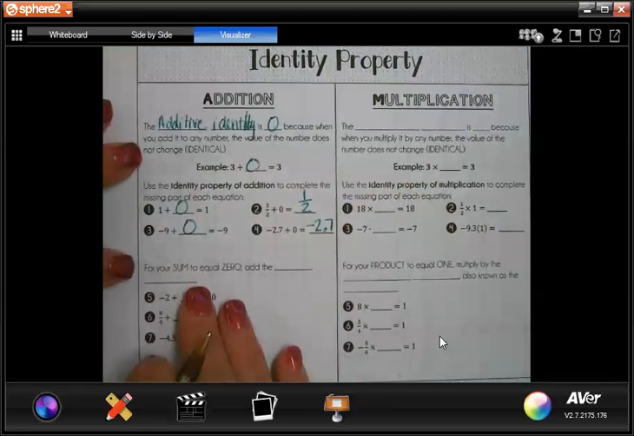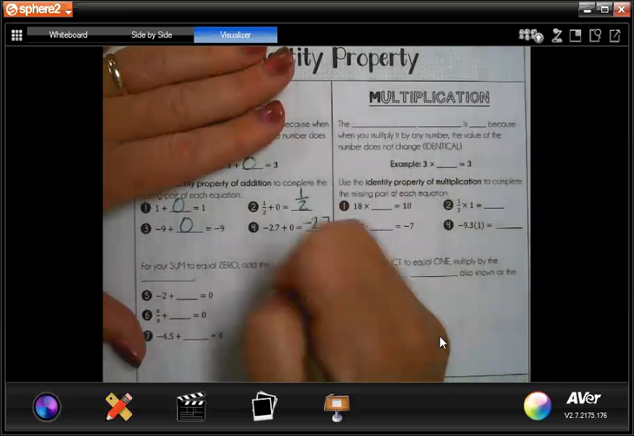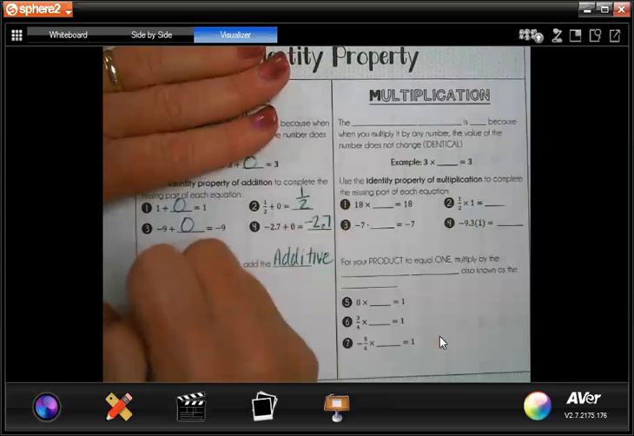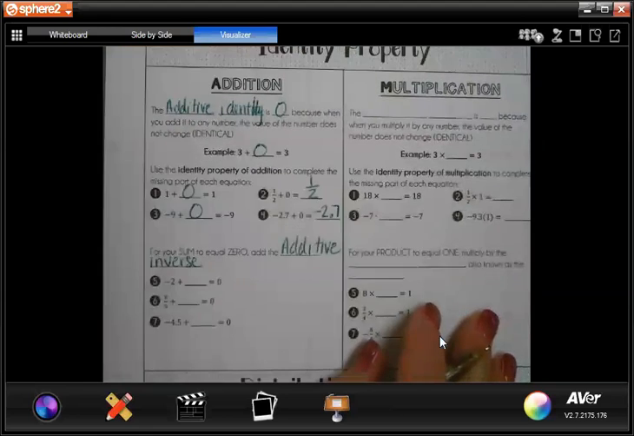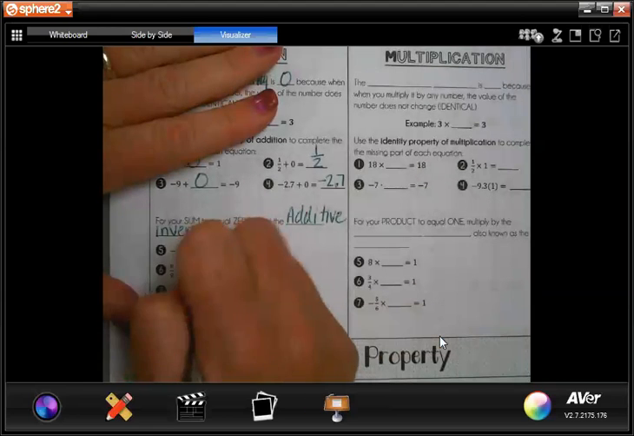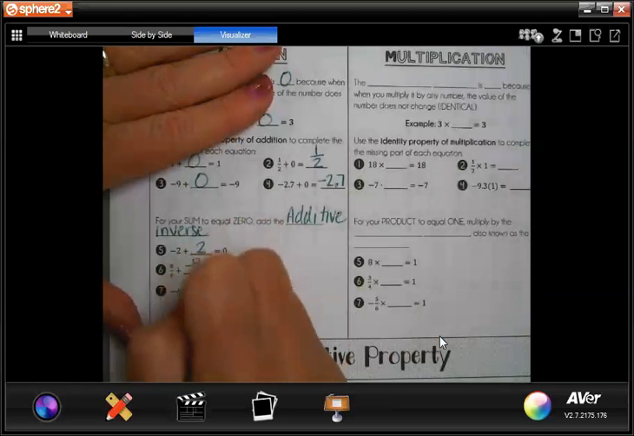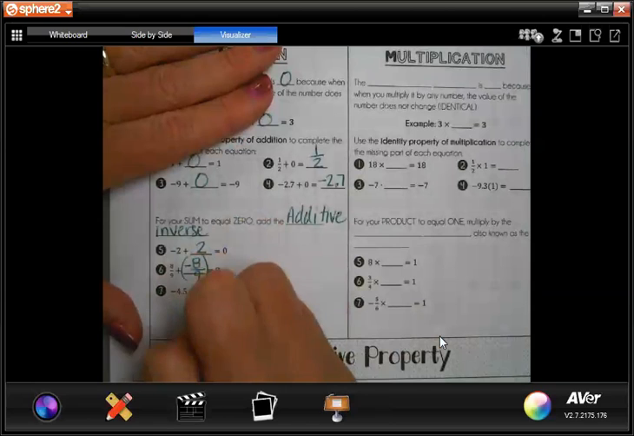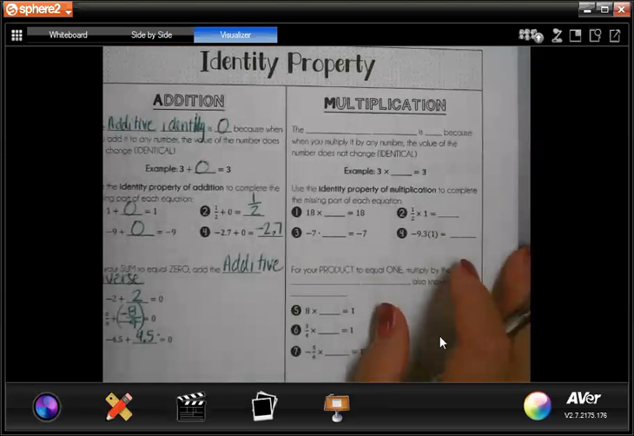So if you look at this one, for the sum to equal 0, add the additive inverse to this. So this is basically like adding the opposite. So -2 plus 2 equals 0. 8/9 plus the opposite, the additive inverse, is 0. -4 5/10 plus +4 5/10 is 0. Okay. All right. So let's take a look at multiplication.